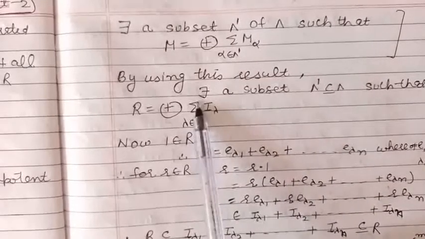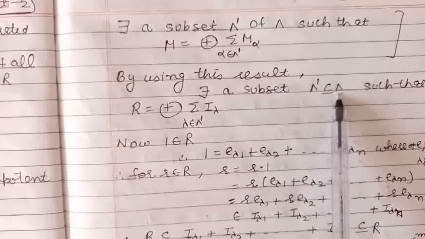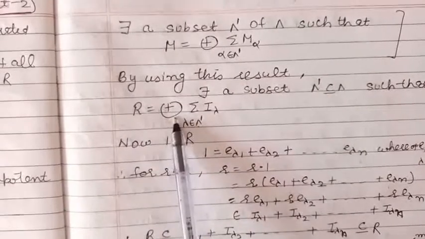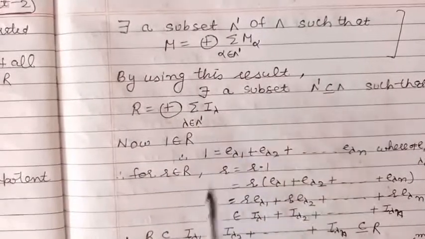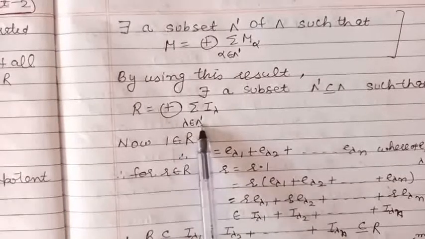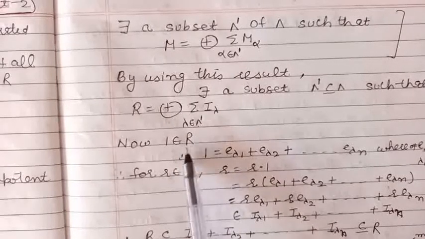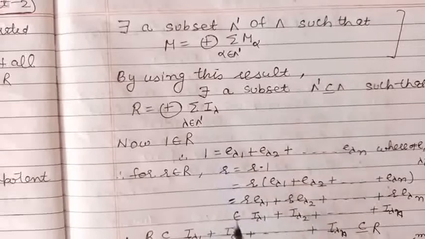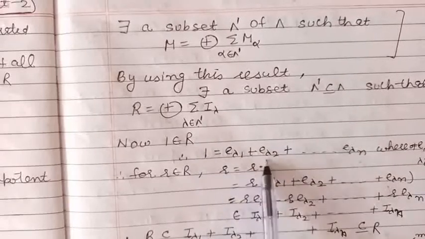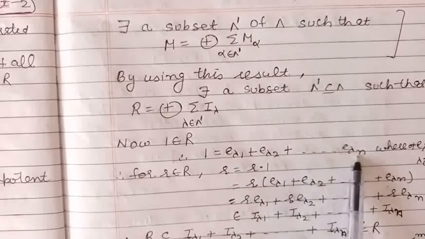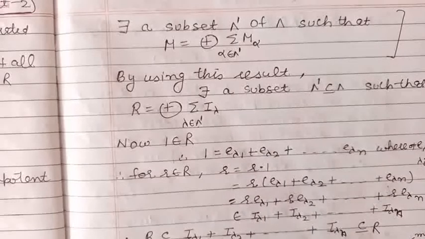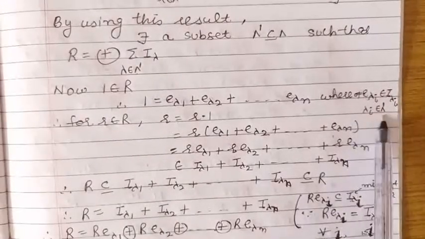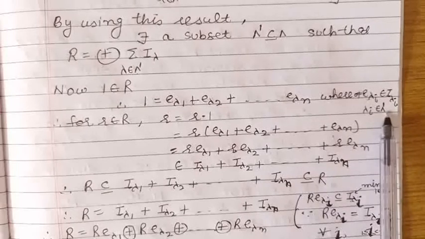So there will exist a subset of the set lambda such that R can be written as the direct sum of I lambdas, where lambda belongs to lambda dash. Now, because the ring R has unity element and R is the direct sum of I lambdas, we can write 1 is equal to E lambda 1 plus E lambda 2 plus E lambda 3 and so on up to E lambda n. Here, these E lambda i's belong to I lambda i, and these lambda i's belong to the subset lambda dash.